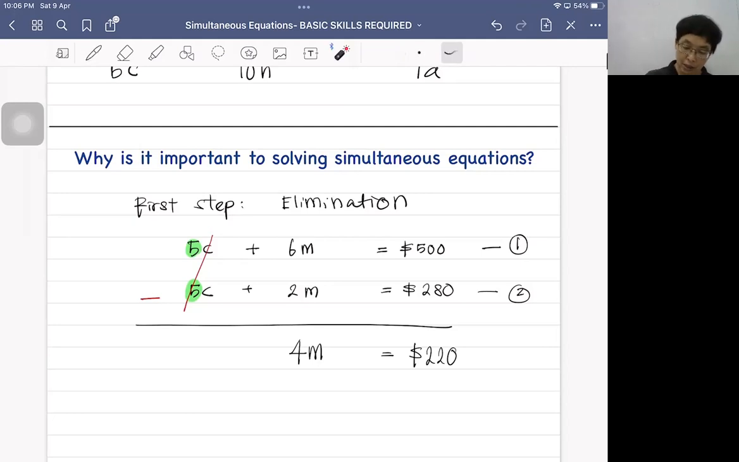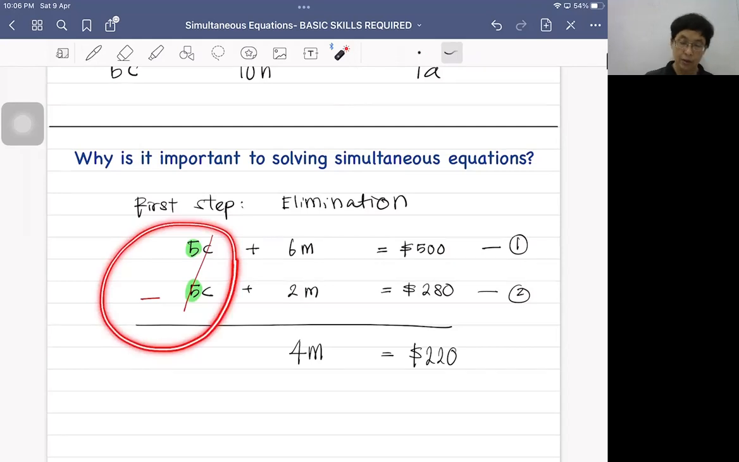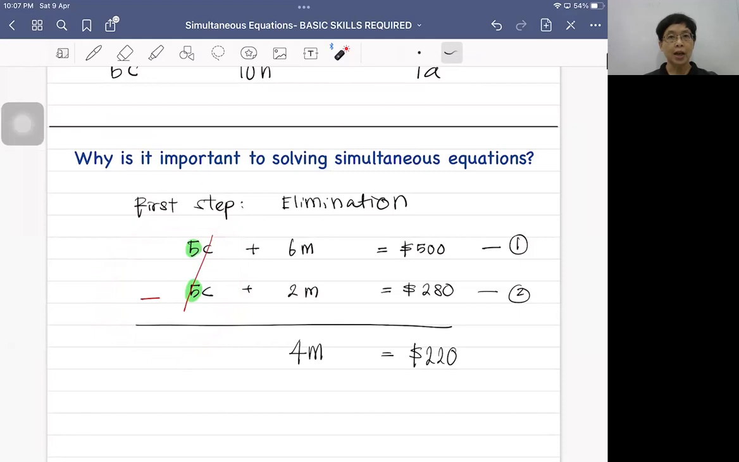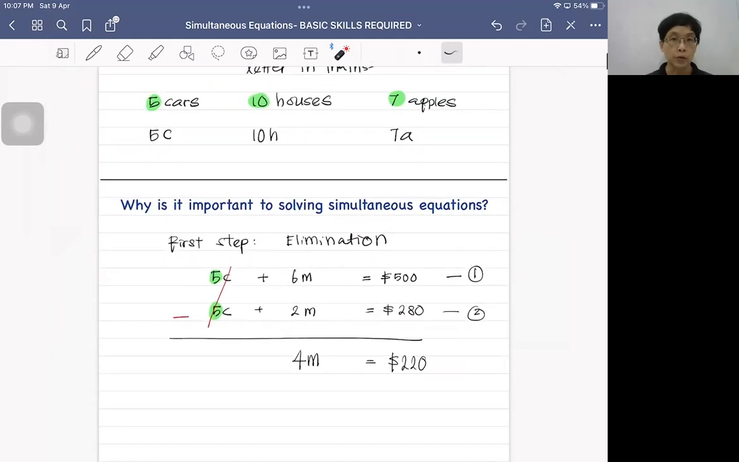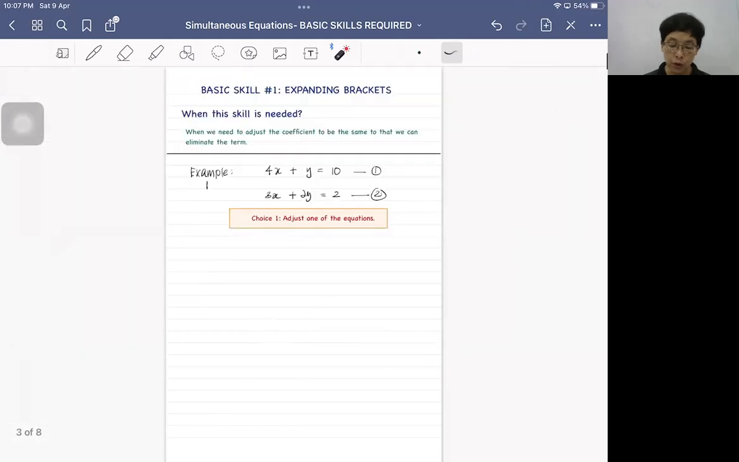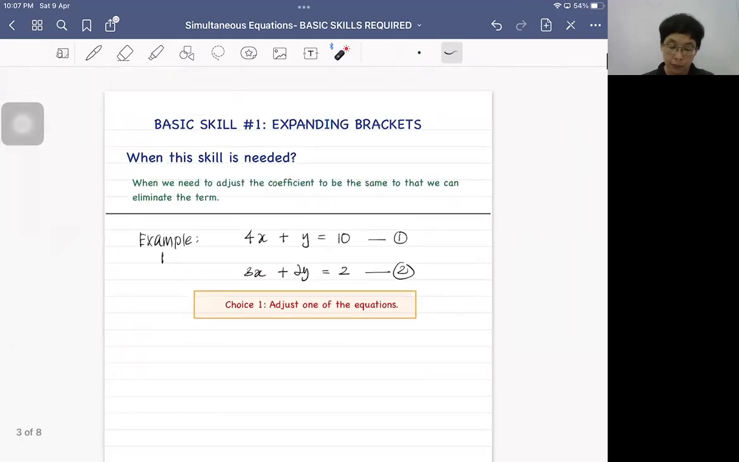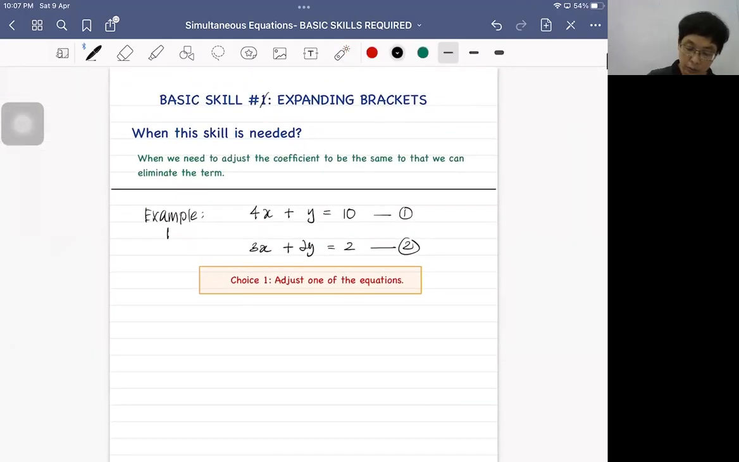And then from there, we are able to move on to find the cost used for the motorcycle. So this is the place where we need to know the coefficient, and where we need to do something so that we can eliminate one of the unknowns. So that is about coefficients. Well, let's move on to the second basic skill.